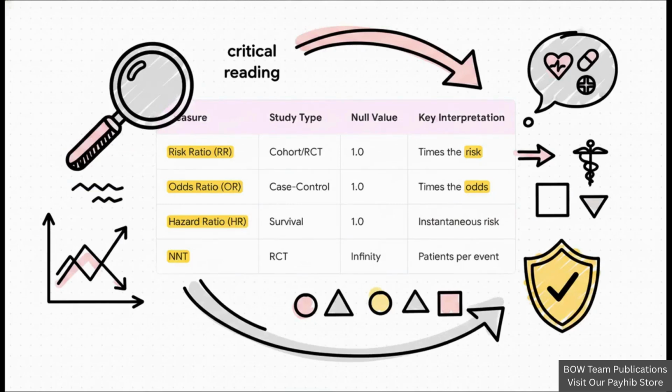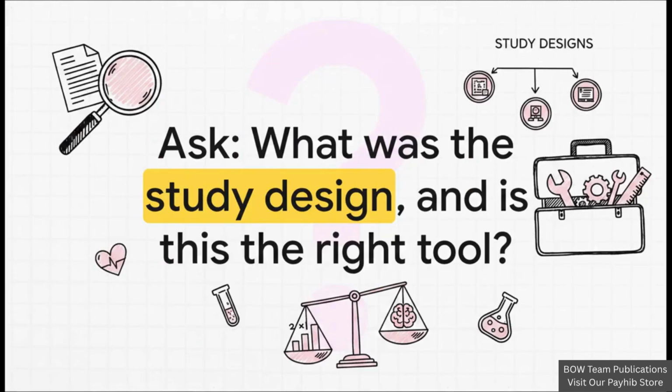So here you have it. Think of this as your master reference card, your cheat sheet. It brings all of these key measures together in one place. You can see which measure goes with which study type, what the null value is, and what it all means. It's the perfect quick guide for when you're trying to make sense of the evidence. So, what's the ultimate takeaway here? It's that a single number is never, ever the whole story. Whether it's a risk ratio, an odds ratio, whatever. It's just one piece of the puzzle. The most important first step you can take to becoming a really sharp, critical reader of the evidence is to always, always ask yourself, what kind of study was this? And did they actually use the right tool for the job?